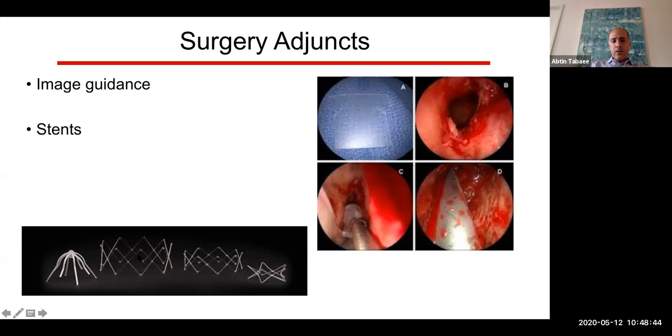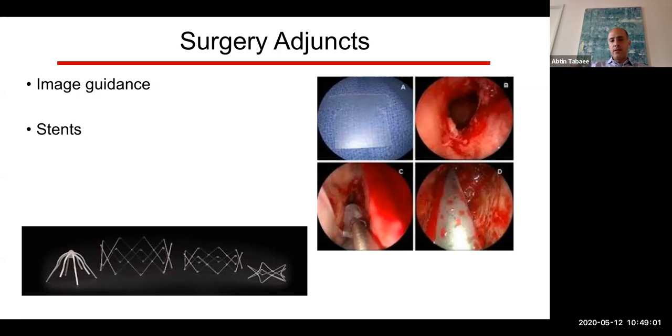There are a variety of steroid dissolving stents. Some of them are shown here. You can use a silicone sheet. You can roll this up. A variety of things are done. And interestingly, every surgeon does it slightly differently, which makes me think we don't have a perfect tool yet. Otherwise, we'd all be using it.